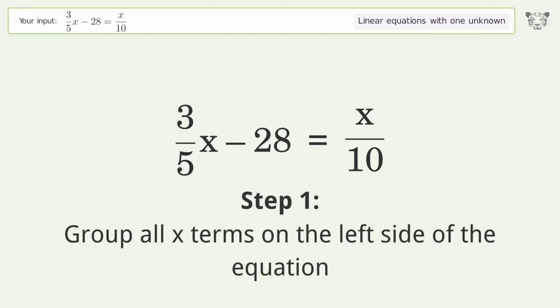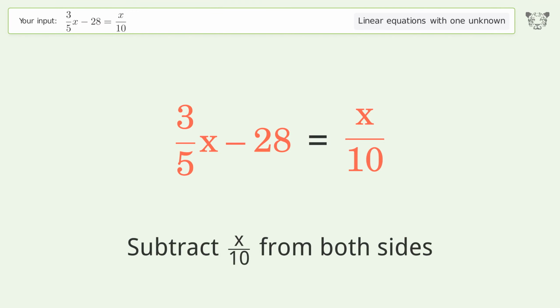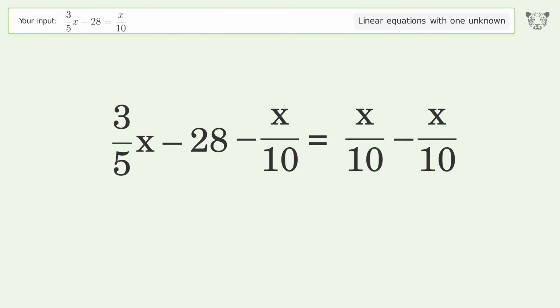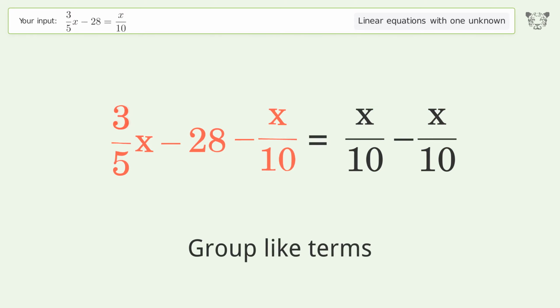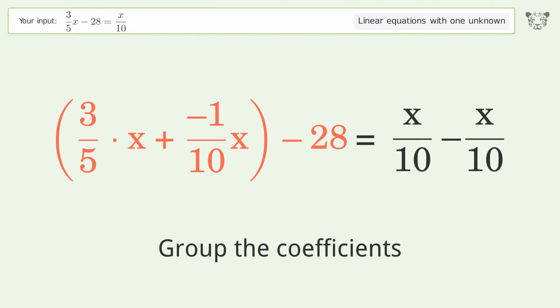Group all x terms on the left side of the equation. Subtract 10 over 10 from both sides. Group like terms. Group the coefficients.